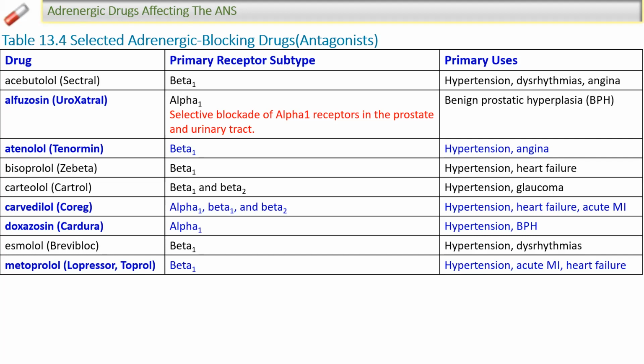Atenolol is a beta blocker, but it's very selective to the beta-1 receptor. So it's very effective for hypertension and angina. Metoprolol, same thing. It's a beta-1 blocker. Metoprolol is the generic name; Lopressor or Toprol is the brand name. It is a beta-1 blocker, or inhibitor, indicated for hypertension, acute MI, and heart failure.